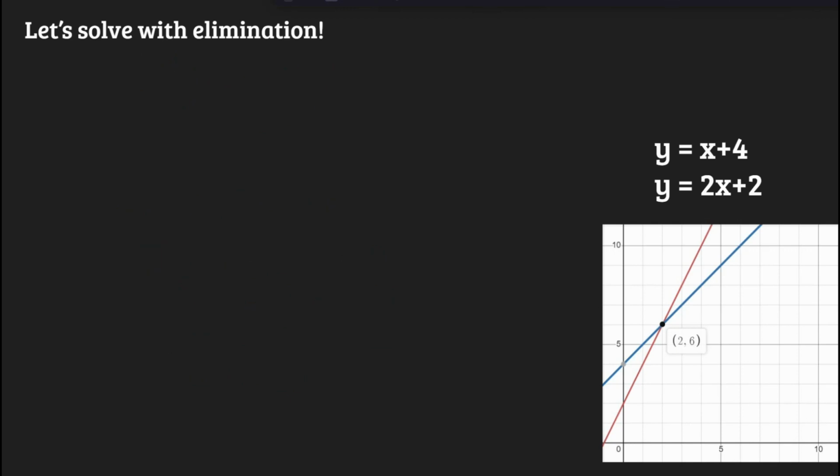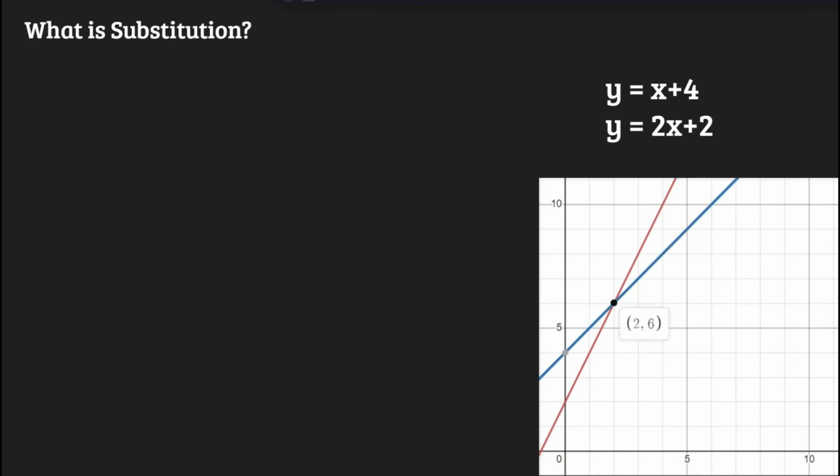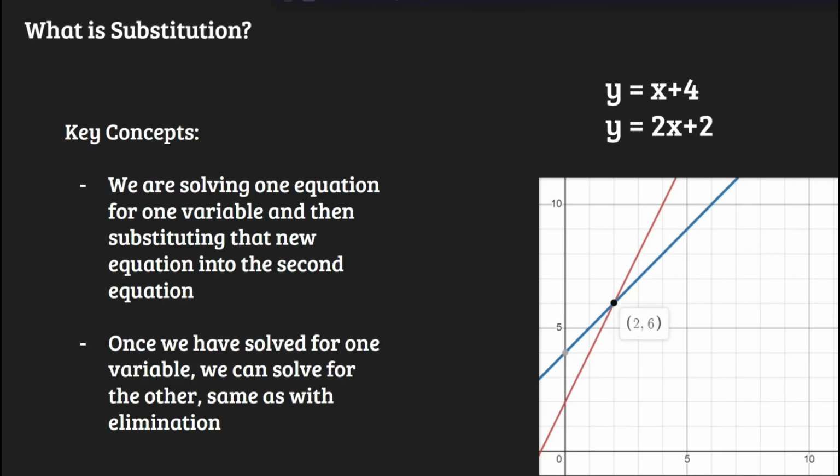So let's move on and talk a little bit about substitution now. So what is substitution? In substitution, we are solving one equation for one variable and then substituting that new equation into the second equation. And then same as with elimination, once we've solved for one variable, we can solve for the other.